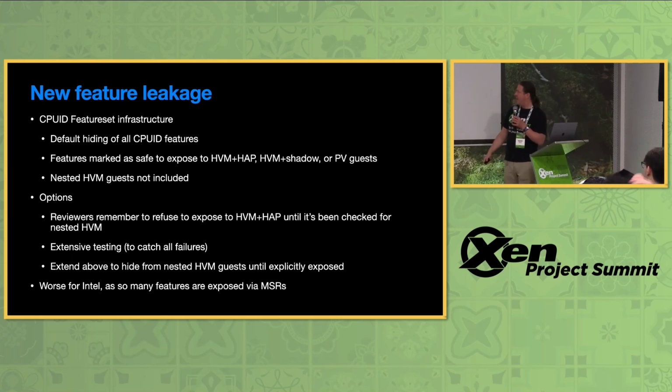And this whole thing is worse for Intel. For SVM, almost everything is exposed via CPUID. But for Intel, there's loads of information and new features which are exposed via MSRs. And we don't have the same level of infrastructure to do this kind of filtering for MSRs that we do for CPUID.